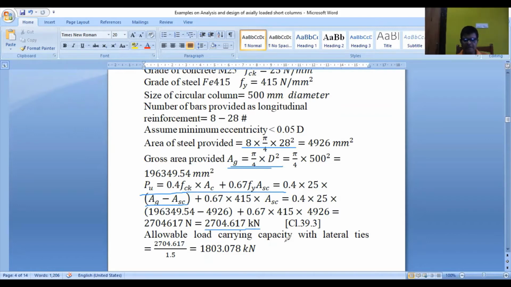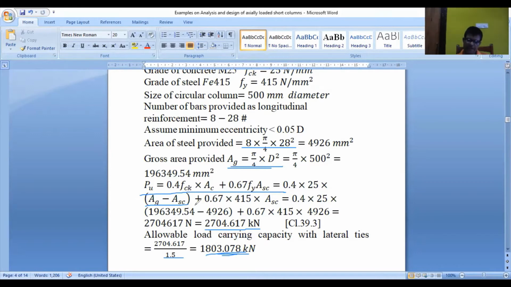Now what is the load carrying capacity? Allowable load carrying capacity is that ultimate load divided by 1.5. That will give you the value of this allowable load carrying capacity, or permissible load, or the working load, whatever you may say. So if these are given in the question, then you have to divide by 1.5.